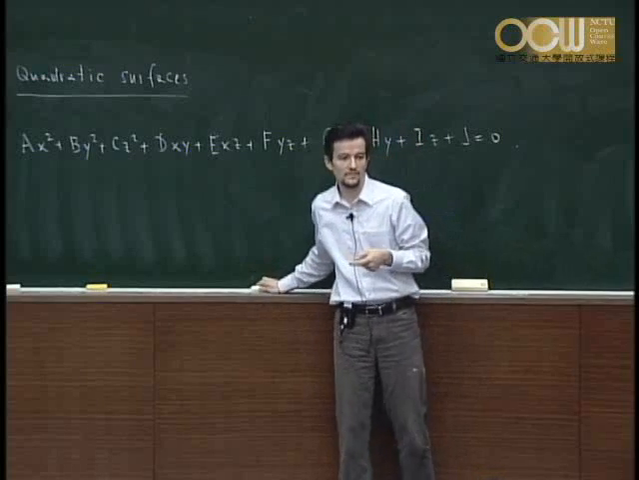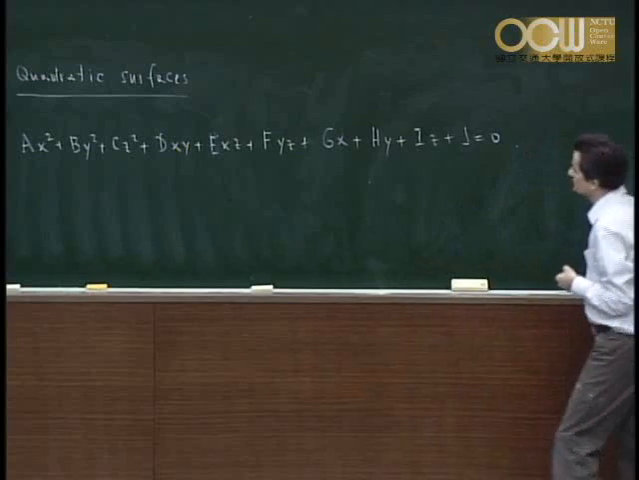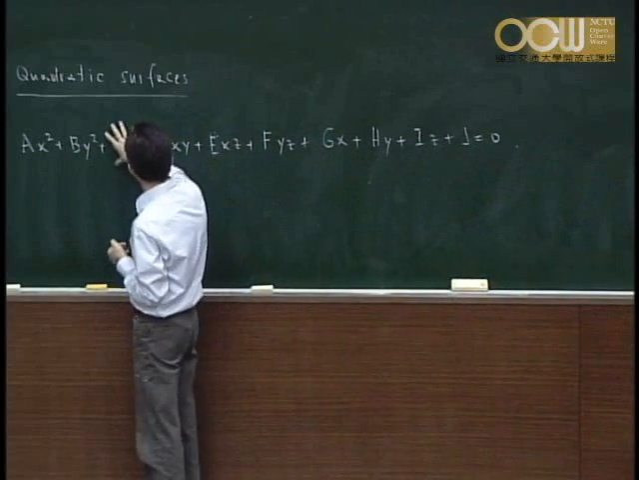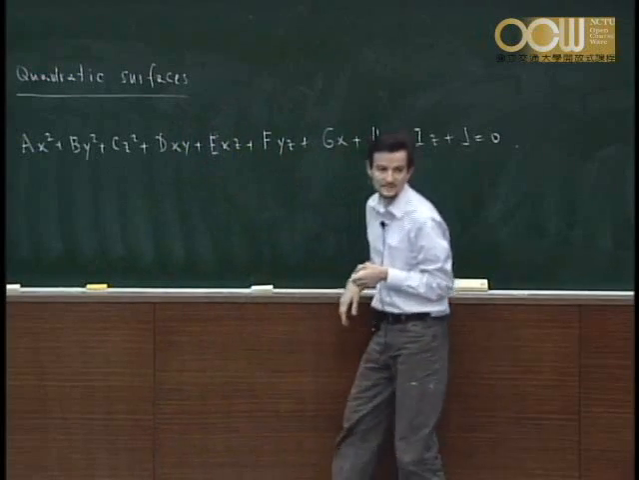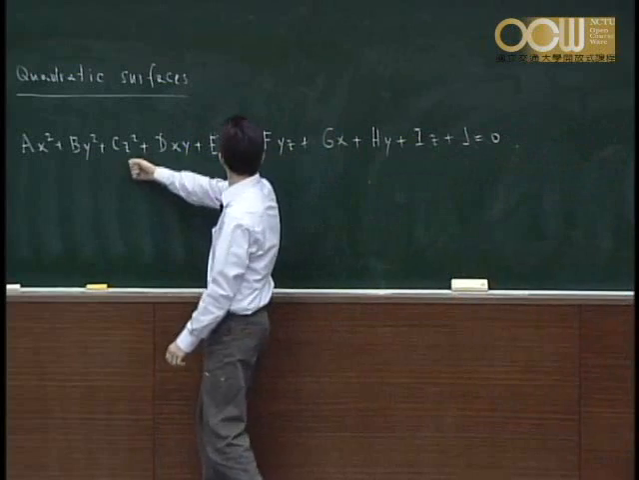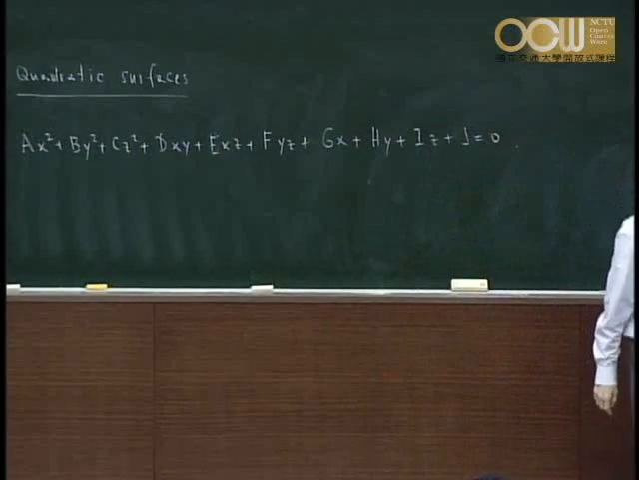If you look at the same problem in the plane, you give any quadratic equation of this type, but you forget about everything which contains z. The same problem in the plane: you forget about this here, this here, this one and this one. You ask the same question in the plane.